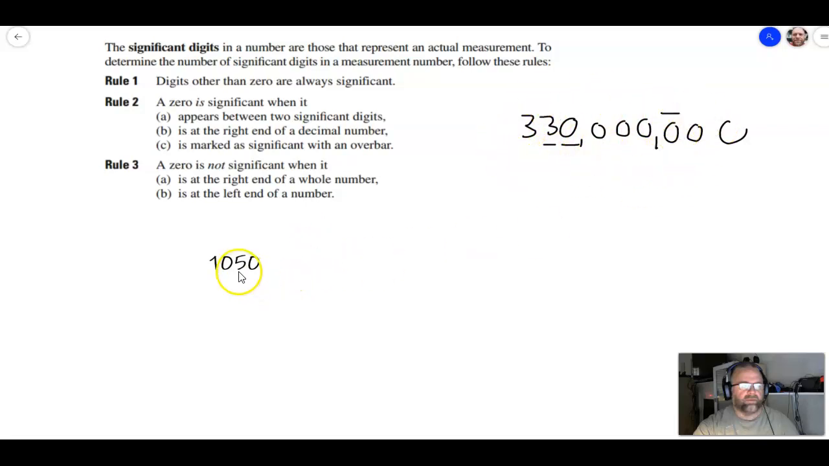All right, so using that, we always count a 0 if it is between two significant digits, and anything that's not 0 is a significant digit. So the 1 and the 5 are significant digits. The 0 between them is significant. And then we count any zeros at the right end of a decimal number, but this is not a decimal number, and it's not marked with an overbar on the top.